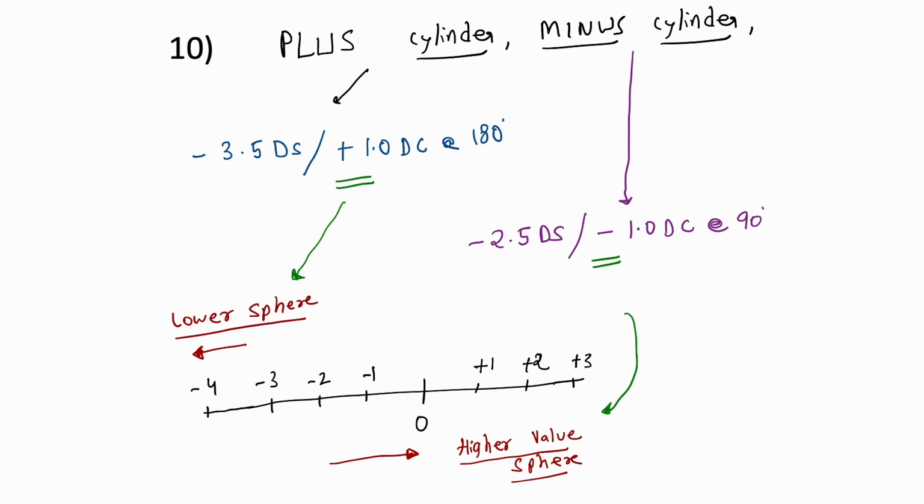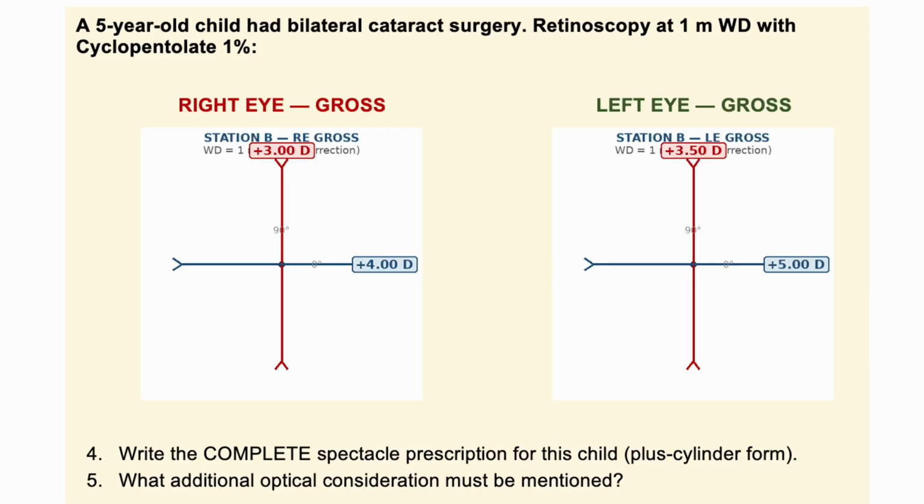And if we want a minus cylindrical form, then we need to choose the sphere power which is higher. On this horizontal line diagram, here it is 0, plus 1, plus 2, plus 3, and minus 1, minus 2, minus 3. If we go more towards the left side, we have the lower spherical value because it is in minus. If we go more towards the right side, we have the higher spherical value that is in plus. Now let's apply all this principle to our practice station.